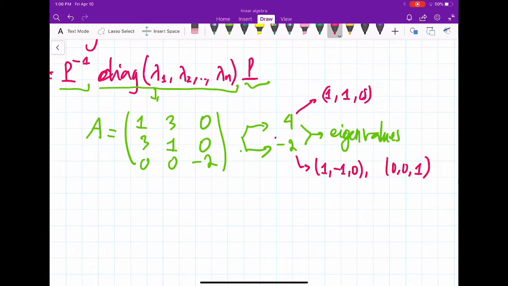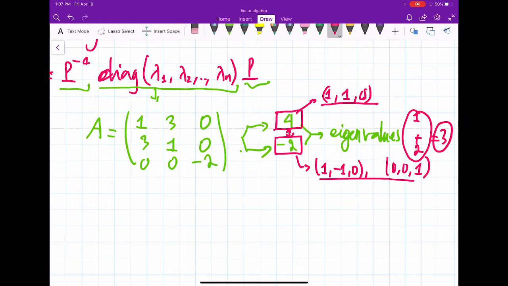We know that the multiplicity of negative 2 in this case is 2, right? And the eigenspace corresponding to negative 2 has dimension equal to 2. At the same time, the multiplicity of 4 is 1, and the eigenspace for this eigenvalue is a one-dimensional subspace. But in total, the multiplicities give you 3, because 2 plus 1 is 3, right? That is the dimension of the whole space.